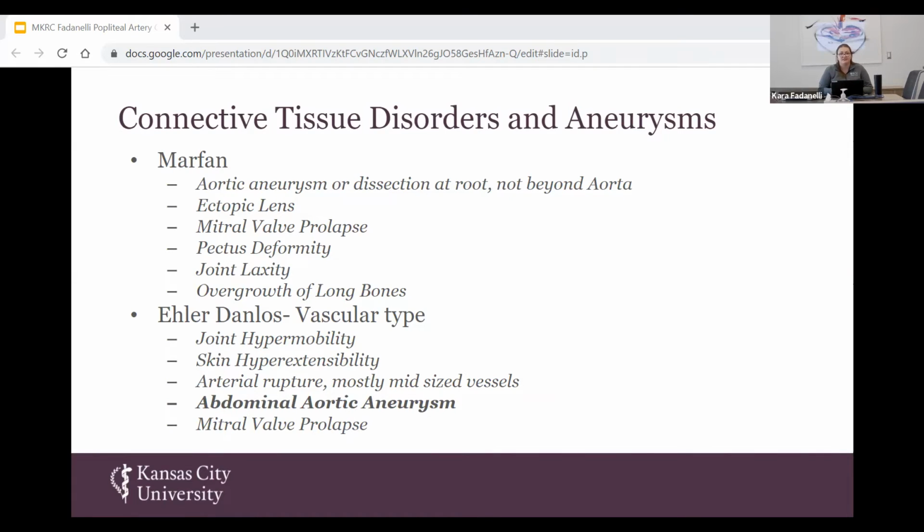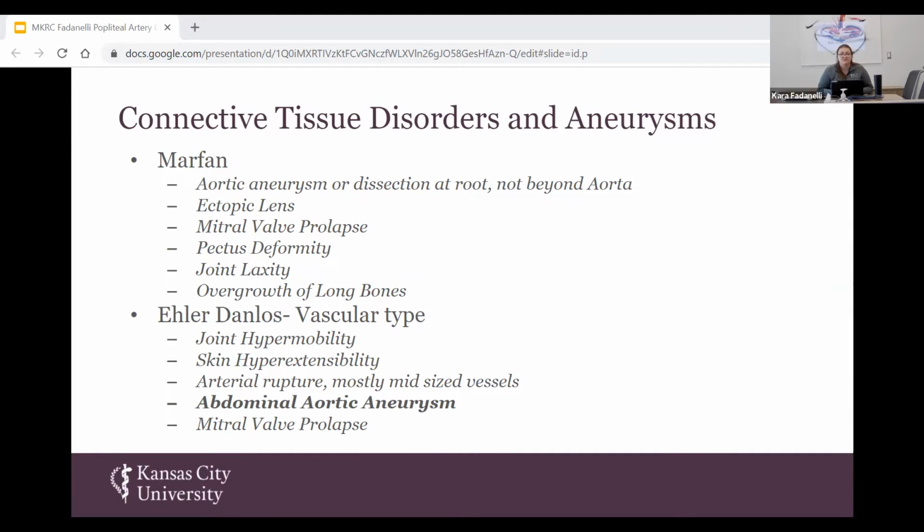So I looked at 3 different connective tissue disorders. First, with Marfan, some of those key features are going to be the ectopic lens, an aortic aneurysm at the aortic root, pectus deformity, mitral valve prolapse. And in our patient, we didn't have a lot of those key features. We did have an aortic aneurysm, however, it was not at the root, it was within the abdominal aorta.